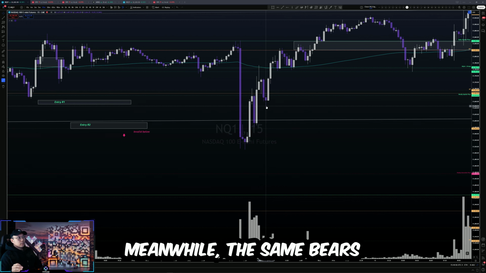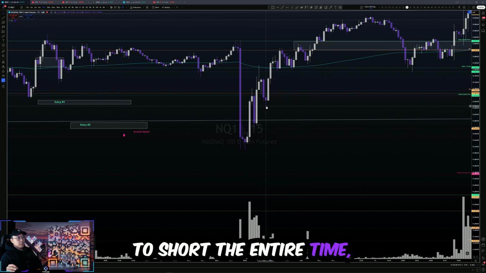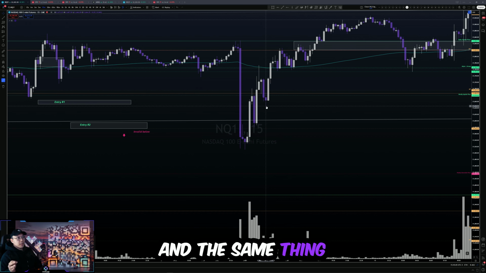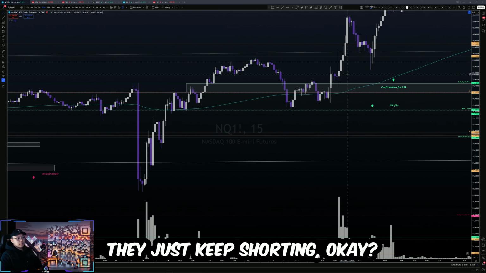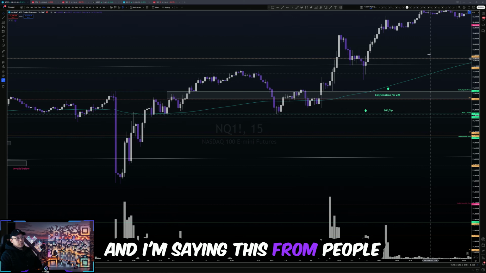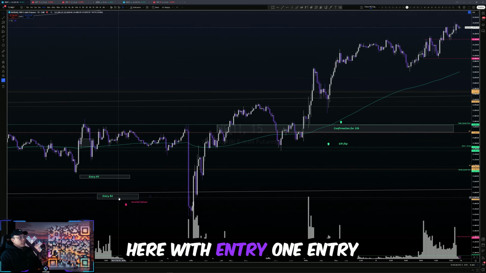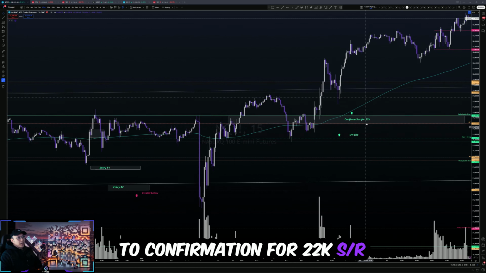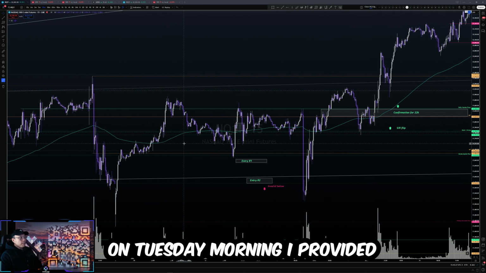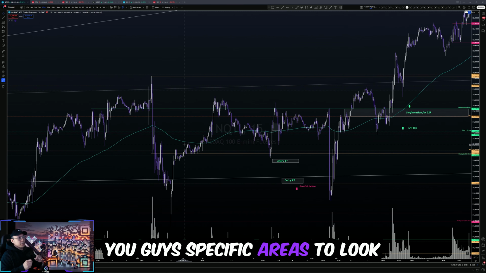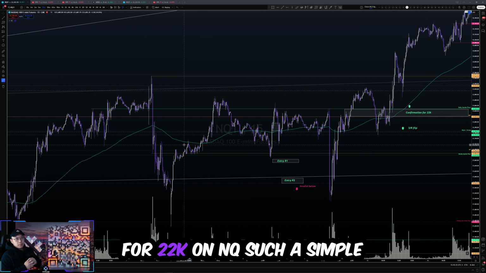Meanwhile, the same bears that are celebrating continue to short the entire time while price rips in their face. And the same thing happened the day after. They just keep shorting. Okay? And I'm saying this from people I've personally observed. This entire plan that you guys see here with entry 1, entry 2, confirmation for 22K, SNR flip, this was all provided on Tuesday morning. I provided you guys specific areas to look for longs and a trigger point for 22K on NQ.